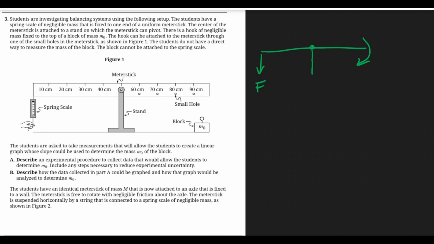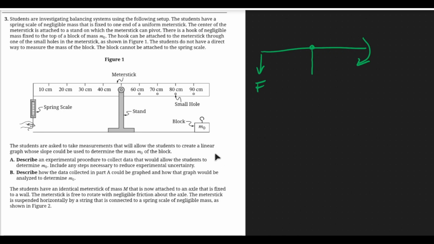The students do not have a direct way to measure the mass of the block, and the block cannot be attached to the spring scale right here. So the students are asked to take measurements that will allow the students to create a linear graph whose slope can be used to measure the mass M0 of the block. So the question asks you to describe an experimental procedure to collect data that would allow the students to determine M0 and include any necessary steps to reduce experimental uncertainty.